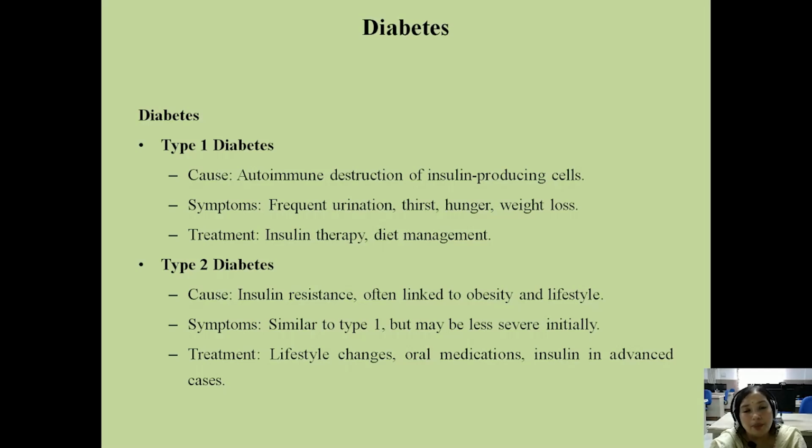And the cause of type 2 diabetes is insulin resistance, and it is often linked to obesity and your lifestyle. Symptoms are similar to type 1 but may be less severe initially. Treatment is lifestyle changes, oral medication, and insulin in advanced cases.